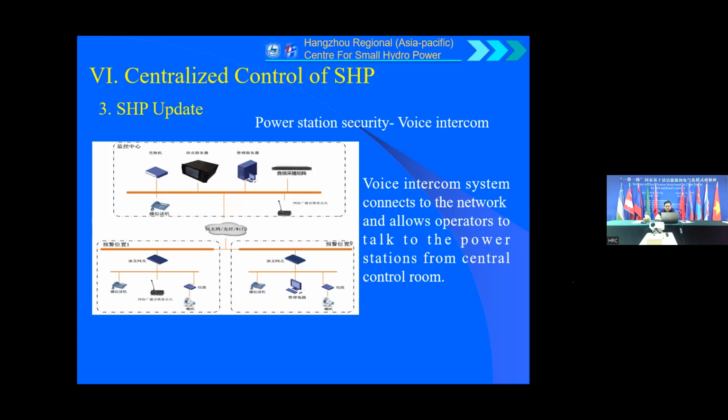Another important system is the voice intercom system. The voice intercom system connects to the network and allows operators to talk to the power station from the central control room. If we can see some strangers go close to the power station and no one is in the power station, we can use the voice intercom system to talk to the strangers, to ask them to go away, to remind the strangers.